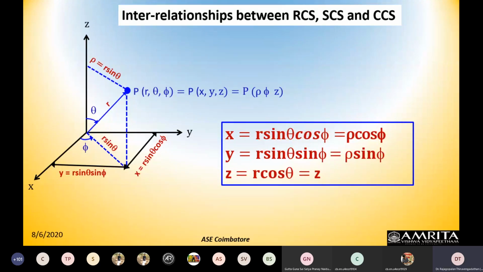So this is the way it is. All right. So this is the interrelationship between the points in the three coordinates. It depends on the visualization of the problem. It is like a mathematical tool, a mathematical weapon in your hand that you are going to employ in solving field problems in magnetostatics and electrostatics. Okay.